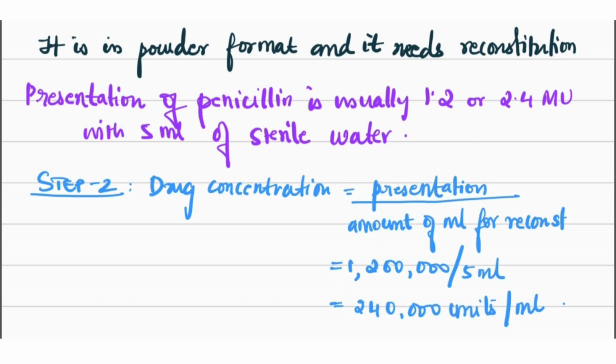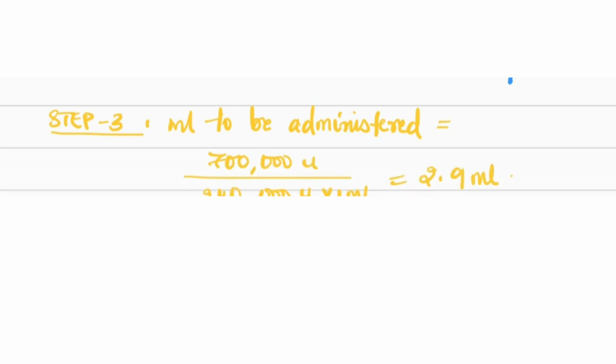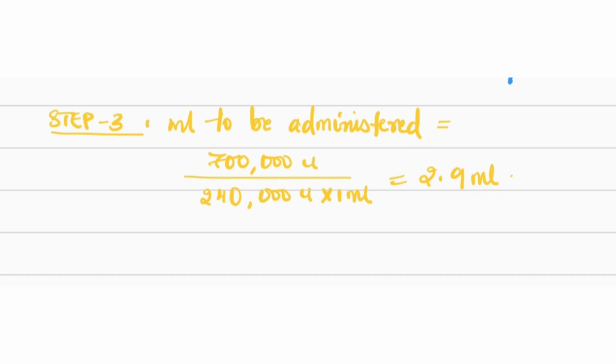The step 2 is drug concentration, which is equal to presentation of the drug divided by amount of milliliters for reconstitution, which is equal to 12 lakh units divided by 5 milliliters, which is equal to 2,40,000 units, which is there in each milliliter. Step 3 is ml to be administered, which is total dose obtained divided by drug concentration, which is equal to 7 lakh units divided by 2,40,000 per milliliter, which is equal to 2.9 milliliters.